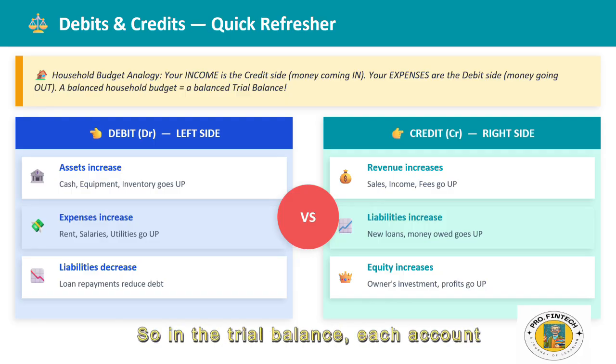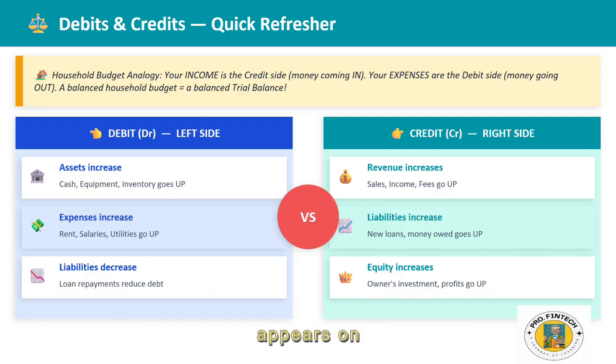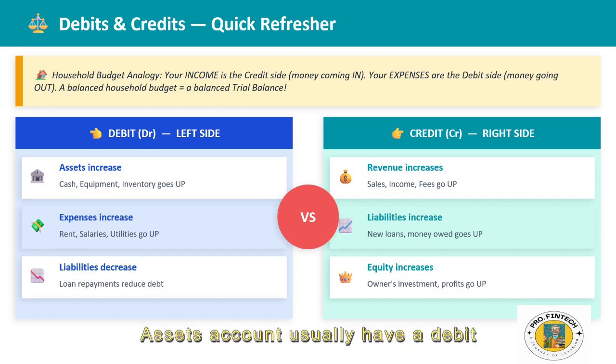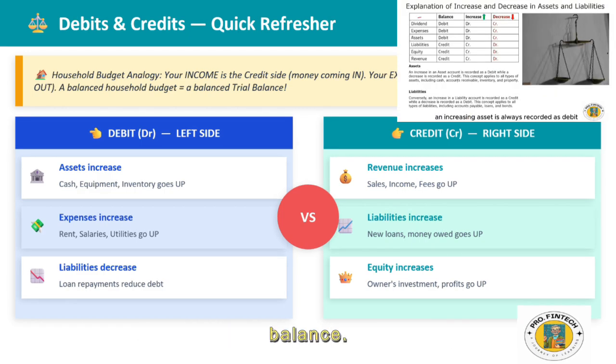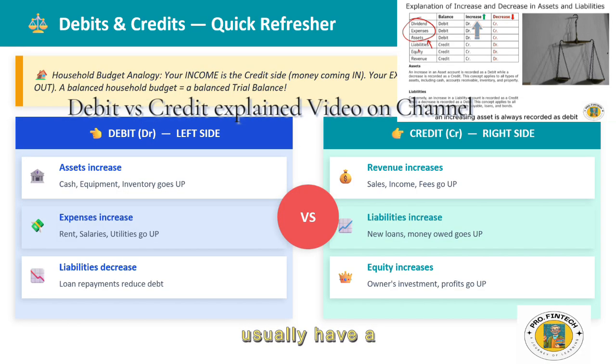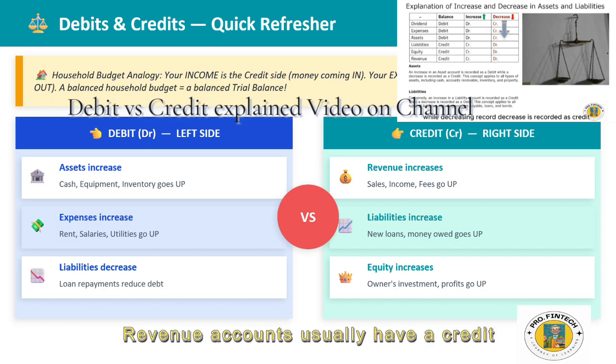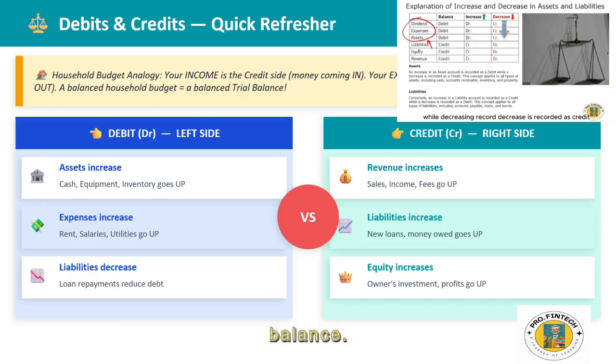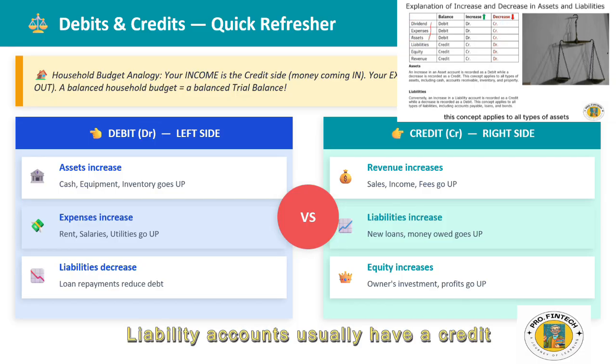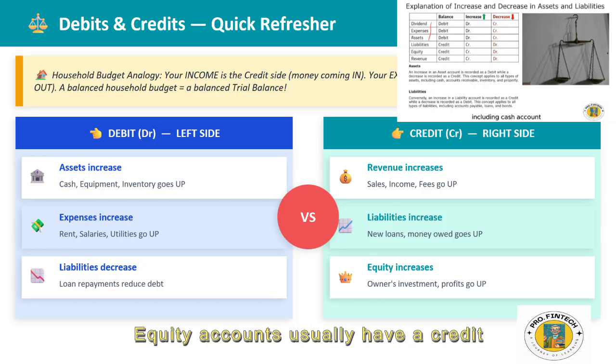So in the trial balance, each account appears on whichever side it naturally lives. Asset accounts usually have a debit balance. Expense accounts usually have a debit balance. Revenue accounts usually have a credit balance. Liability accounts usually have a credit balance. Equity accounts usually have a credit balance.